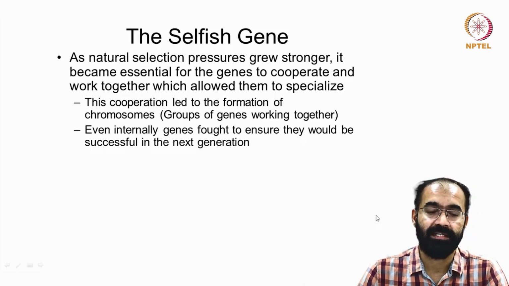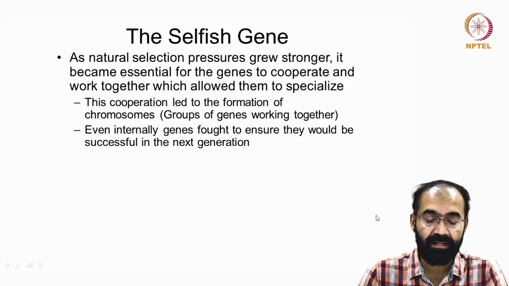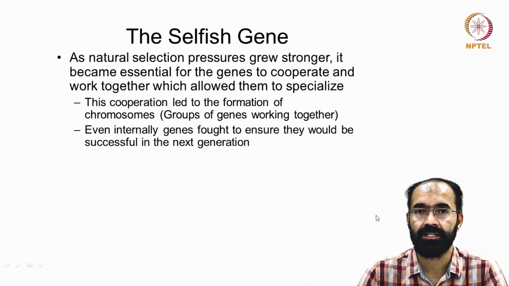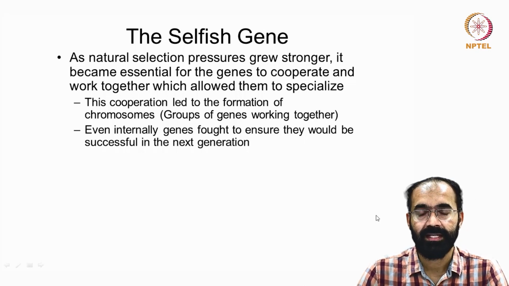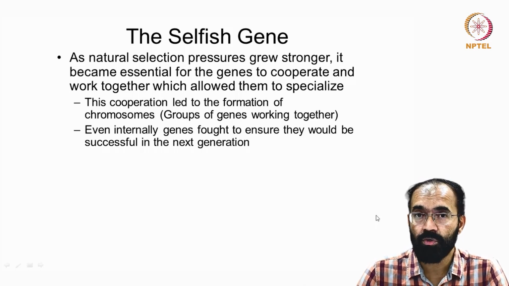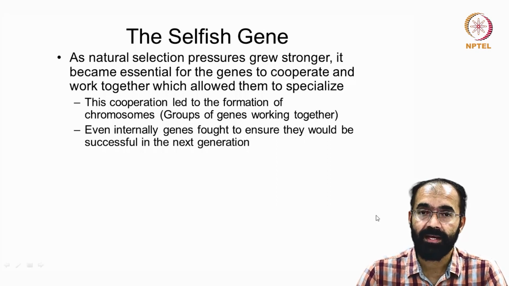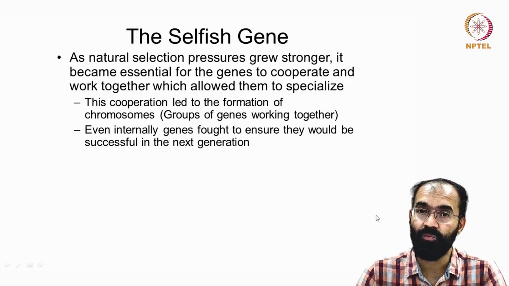So even internally the genes fought each other, meaning they were very competitive, so that they would be successful in the next generation. And we can assume a situation where a gene has property A, it is doing a particular function. Now, if that function is able to evolve into a stage where it becomes superior over a similar function done by another gene. There is another gene which is also performing a function similar to function A. However, it is not that efficient. It is doing it, but it takes time.